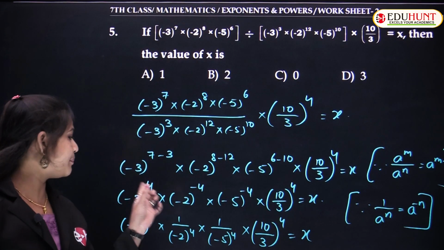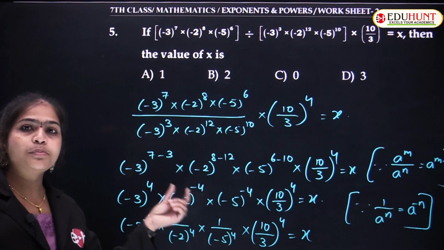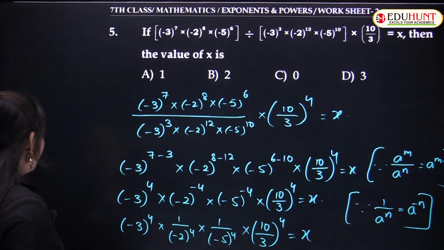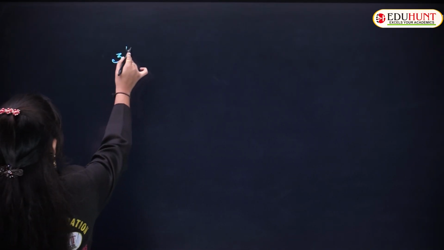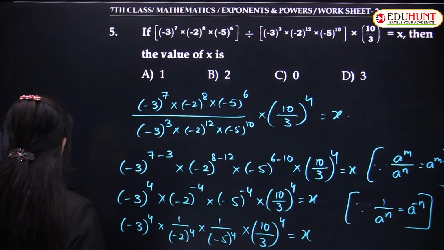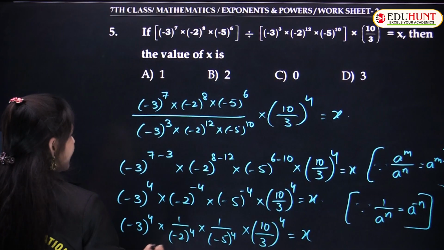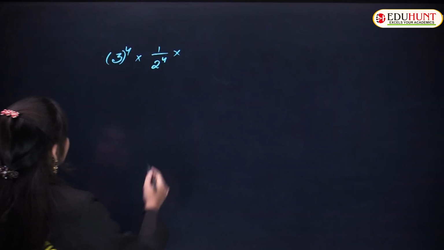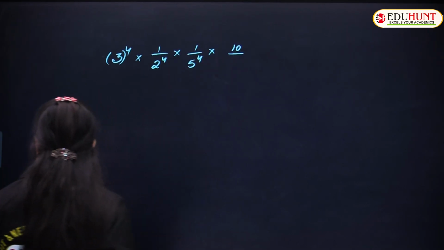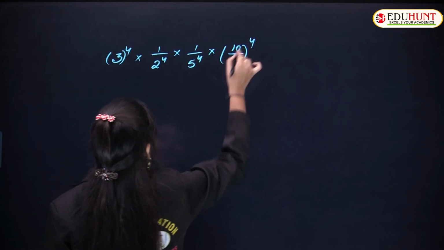Now (-3)^4. 4 is an even number or odd number? Even number only, no? So here the minus symbol multiplied by itself 4 times means again we will get a positive only. That's why (-3)^4 is nothing but 3^4 into 1 by, again (-2)^4, which is equal to 1 by 2^4 into, here 1 by (-5)^4 means 1 by 5^4, into (10/3) whole power 4.